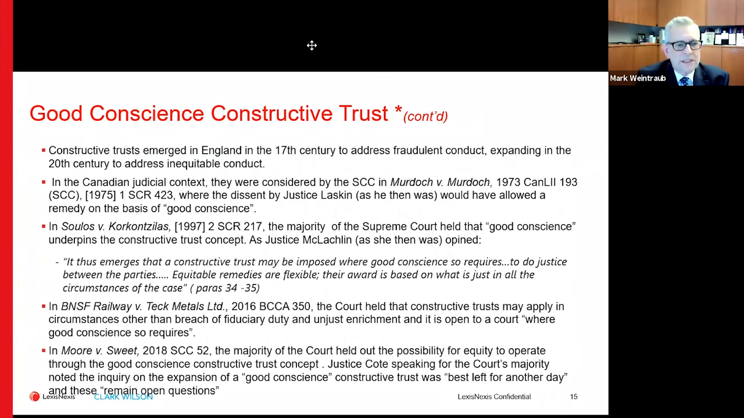All right, so I think you probably read that slide. Where did the good conscience constructive trust come from? Well, we've traced it back to the good old 17th century, originally to address fraudulent conduct. But in England, it started expanding to address conduct that may not have been fraudulent, but was perceived by the courts at the time as inequitable. Now, moving to the Canadian context, we've identified three Supreme Court of Canada decisions and one BC appellate decision, which really identify the existence of the good conscience constructive trust. There was some argument that perhaps as the constructive trust as a remedy worked its way through the system, what we might call the substantive good conscience trust was ousted.